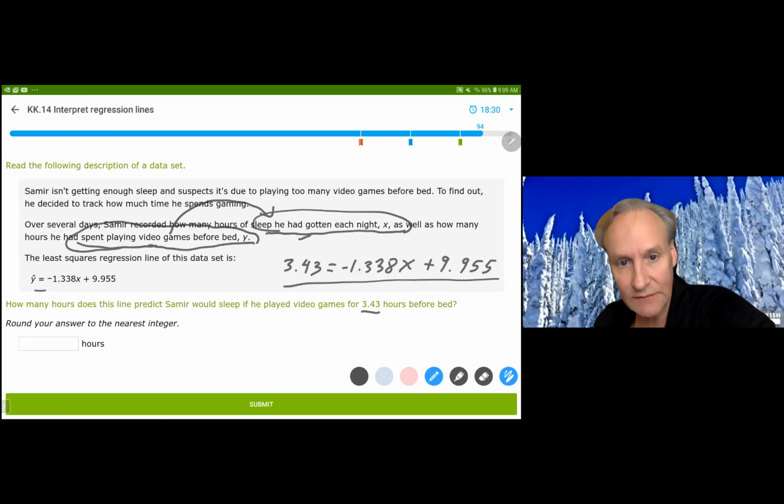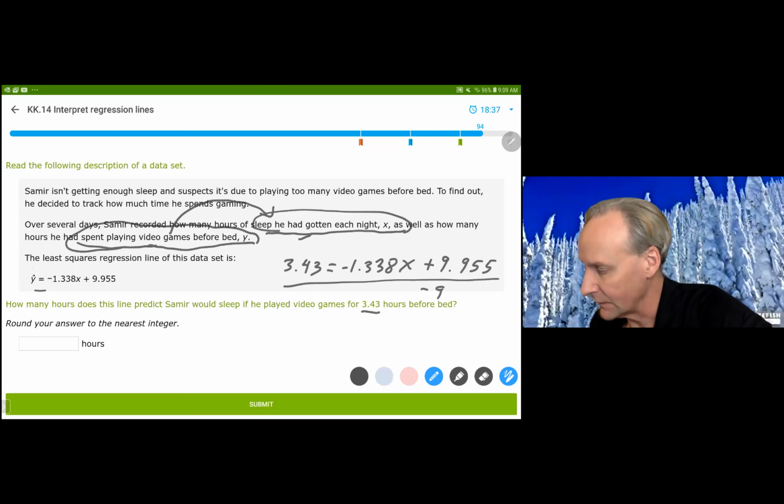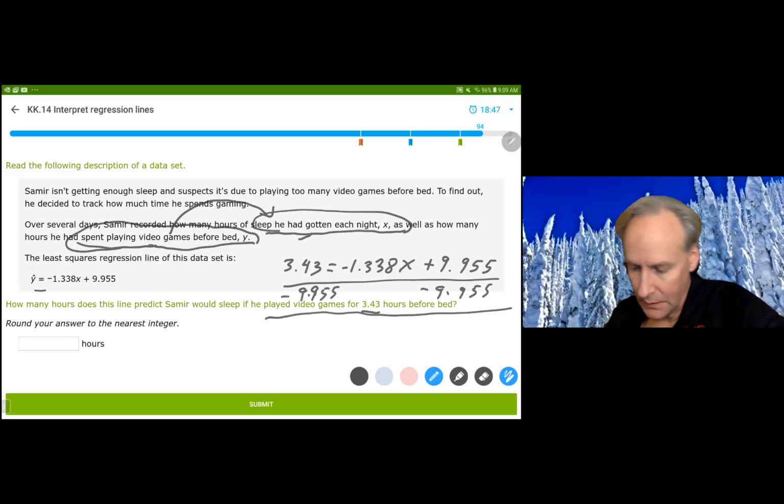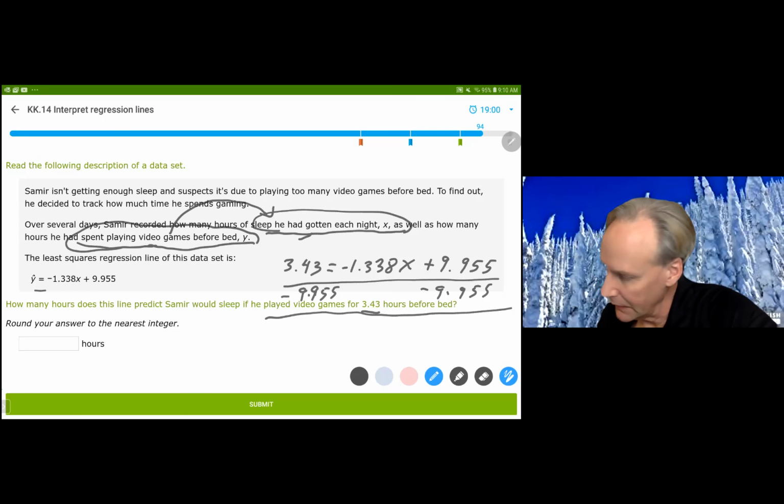Anyway, what we have to do is we're going to have to solve this. So we're going to subtract the 9.955 from both sides in order to solve it. So I'm solving 3.43 minus 9.955. And we're going to divide by negative 1.338.